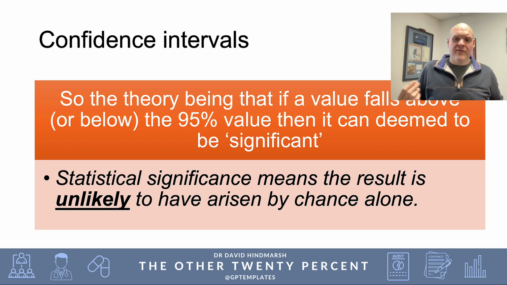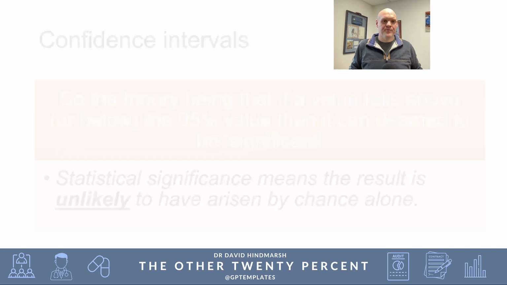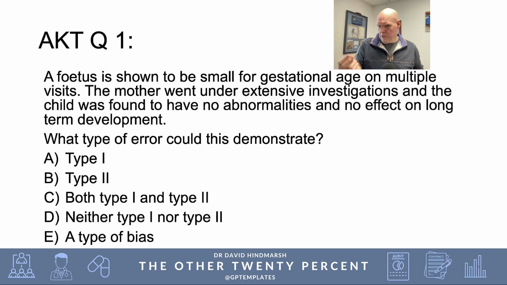So the theory being that if a value falls below or above that 95% value, that it can be deemed to be significant, okay? And that we're saying that those values there, that it is unlikely to have arisen from sheer chance alone. So we're going to touch upon a couple of questions to prove that this is not always the case.